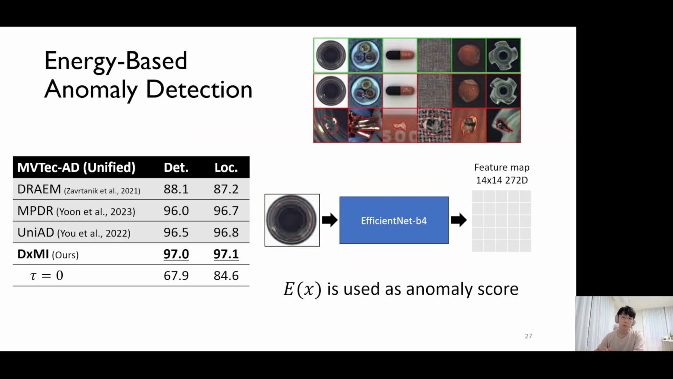Since the energy function captures the training data distribution, it can be used for anomaly detection. We apply D by ME to an industrial anomaly detection task and obtain strong results.